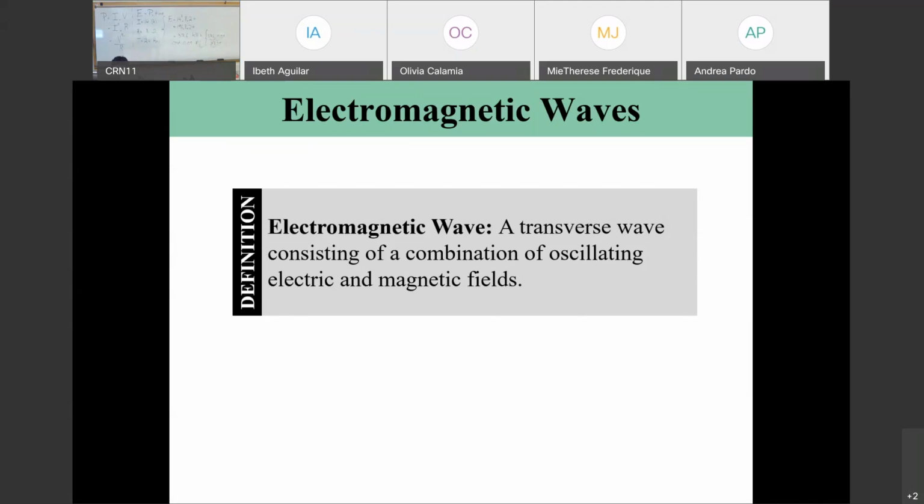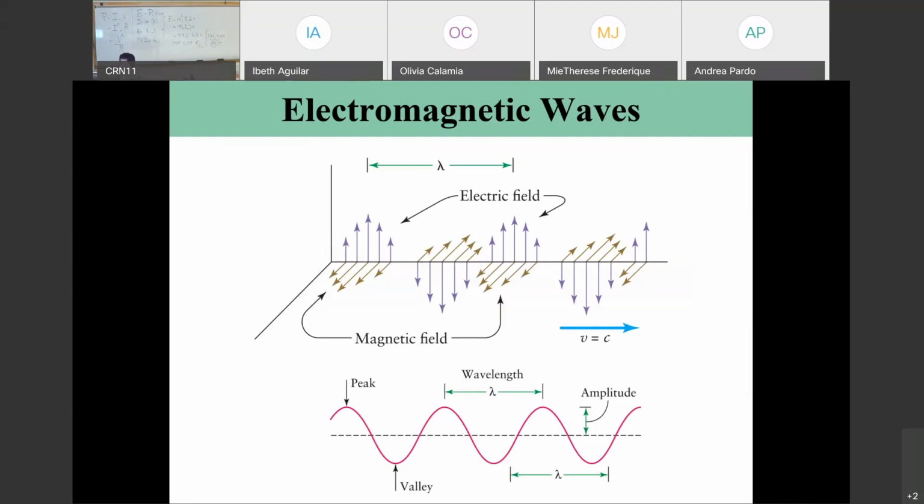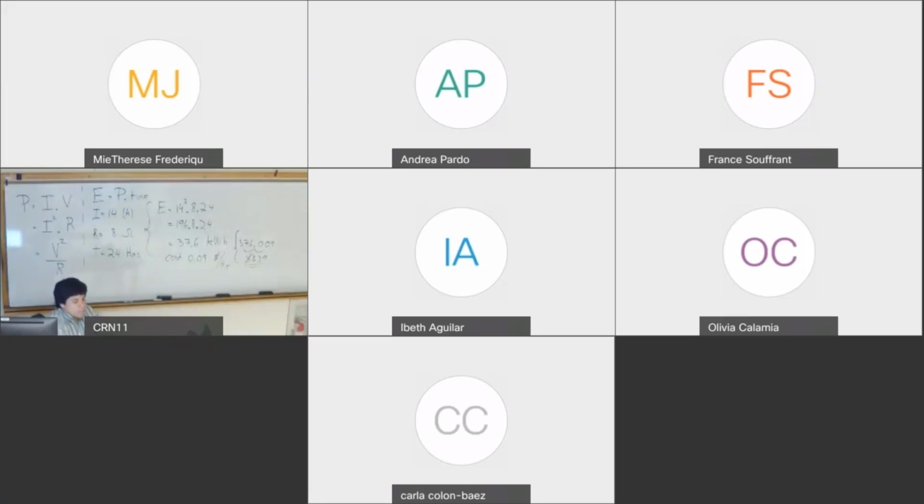So an accelerated charge is a good example. An AC generator is also another good example. Now, they don't show you the graph of the wave in 3D, but they show you the direction of both the electric field and the magnetic field. But let's do this. Let me draw you an electromagnetic wave.